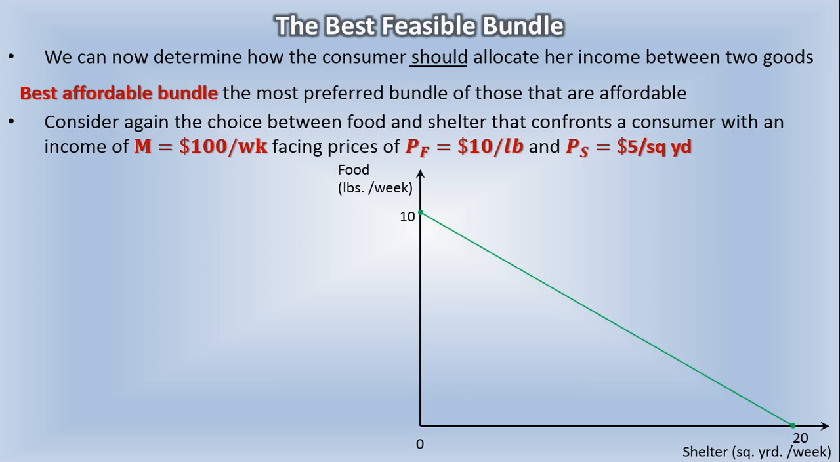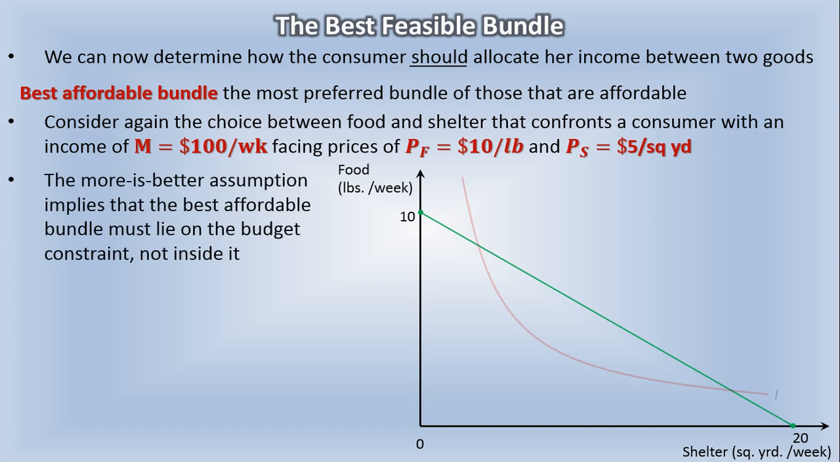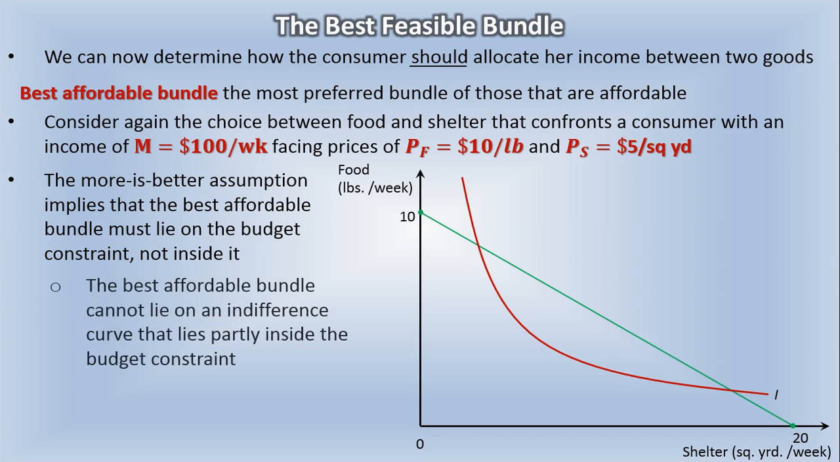So consider again the choice between food and shelter that confronts a consumer with an income of $100 and the price of food to be $10 and the price of shelter to be $5. The more is better assumption implies that the best affordable bundle must lie on the budget constraint, not inside of it. So let's say you have this bundle here, bundle A, on this indifference curve, which lies within the budget constraint. So obviously, this bundle is feasible. It can be afforded. It falls within the affordable set.